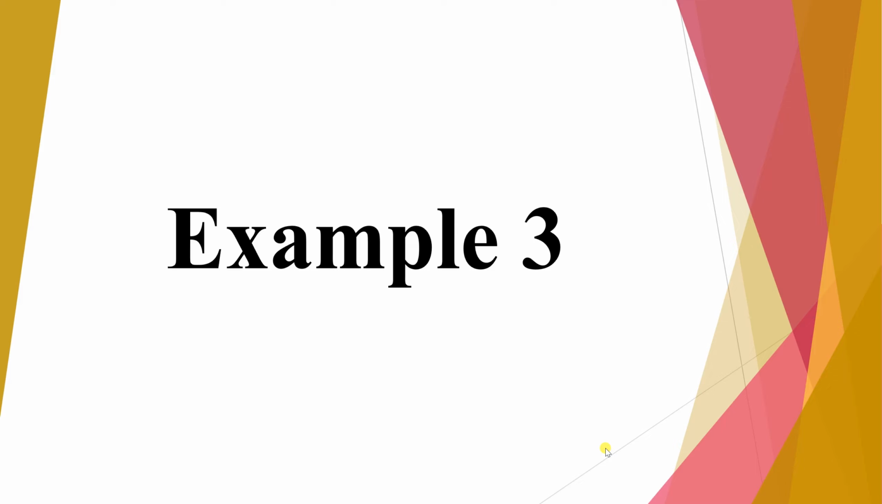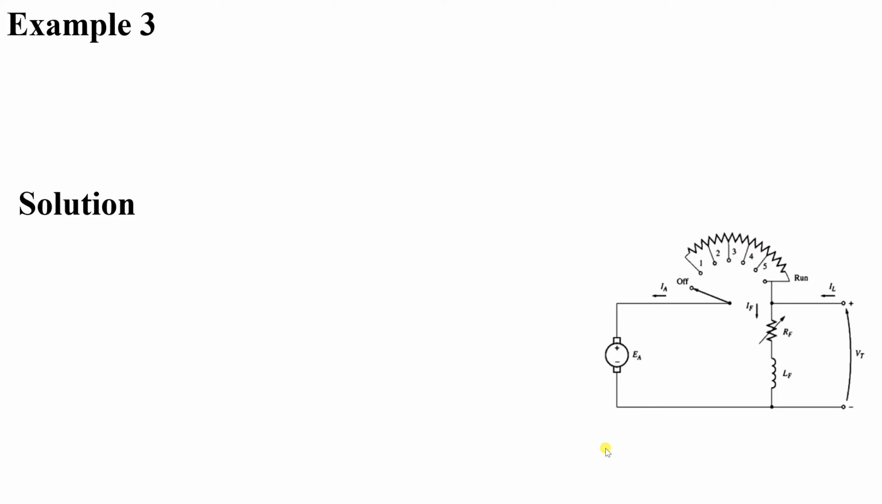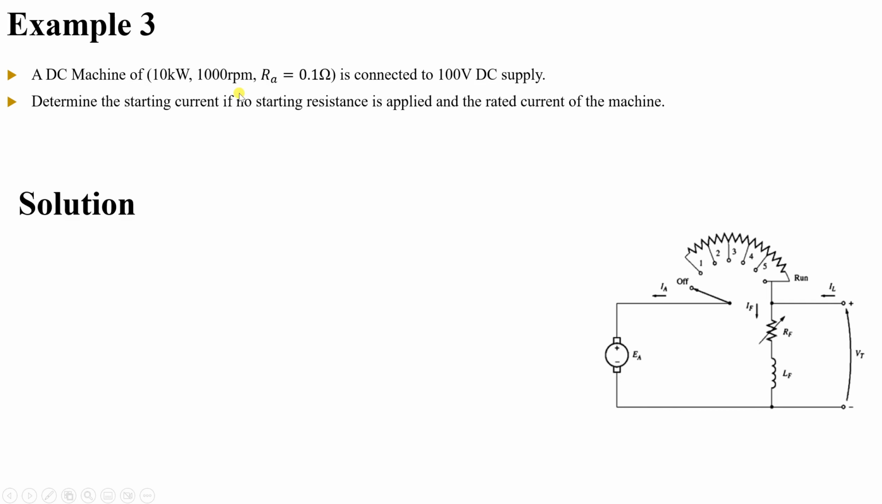Now let's have example number 3 in order to understand how we are going to do the starting method. Number 1, we have a DC machine of 10 kilowatt, 1000 RPM, and an armature resistance of 0.1 ohm connected to a 100 volt DC supply. So our supply here is 100 volt and the resistance of the armature is 0.1. Determine the starting current if no starting resistance is applied, and the rated current of the machine.